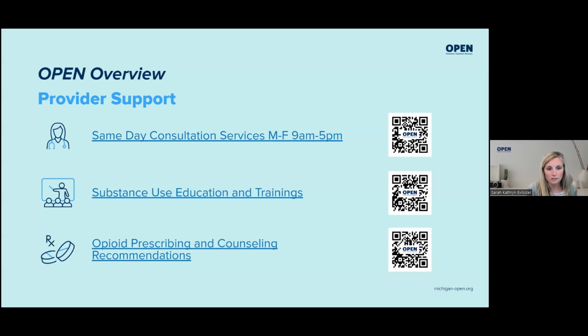To prevent new persistent opioid use, OPEN established and continues to update evidence-based opioid prescribing and counseling recommendations. These recommendations are based on patient-reported outcomes after various acute care episodes and provide data to inform opioid prescribing.